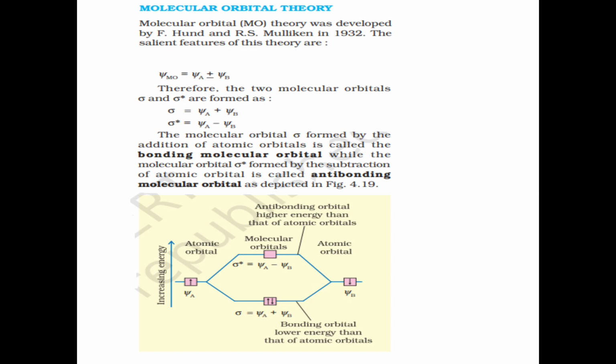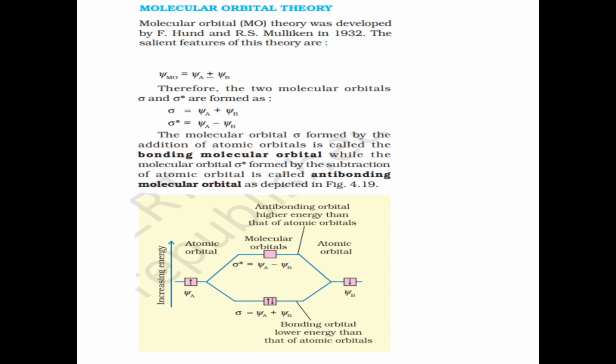Sigma is equal to, with positive phase overlap, psi A plus psi B, and sigma star is equal to psi A minus psi B. The molecular orbital sigma formed by the addition of the atomic orbitals is called the bonding molecular orbital, while the molecular orbital sigma star formed by the subtraction of the atomic orbitals is called the antibonding molecular orbital, as depicted in figure 4.919.